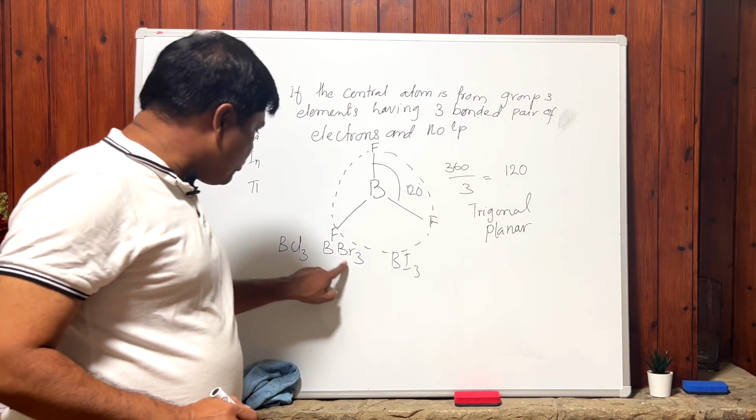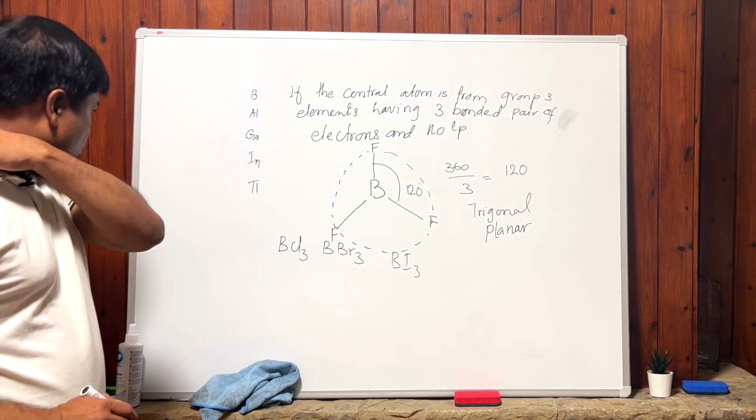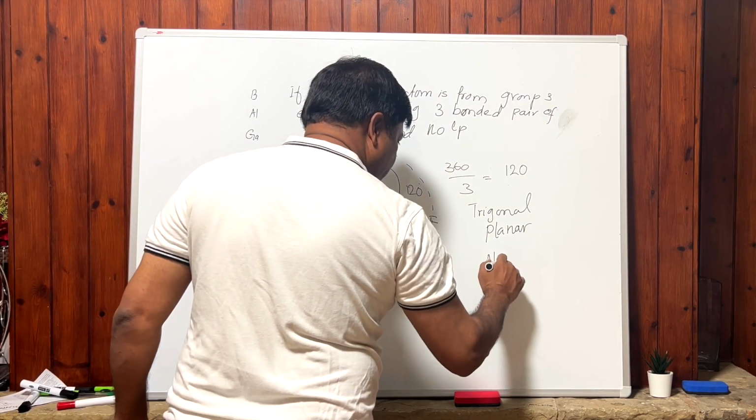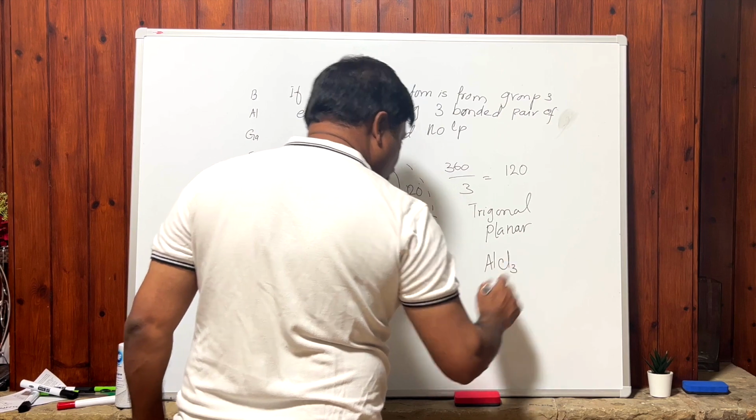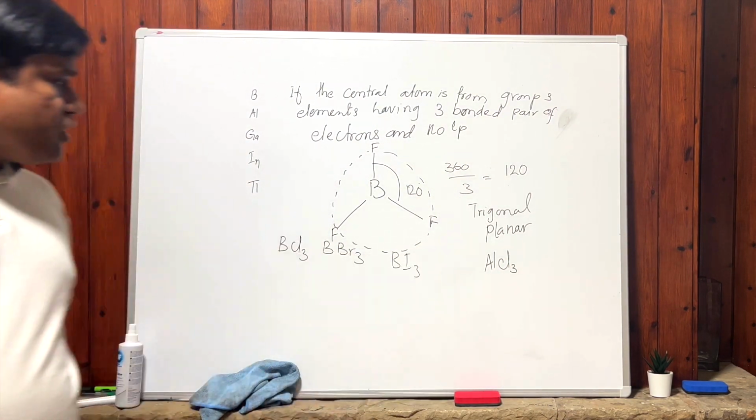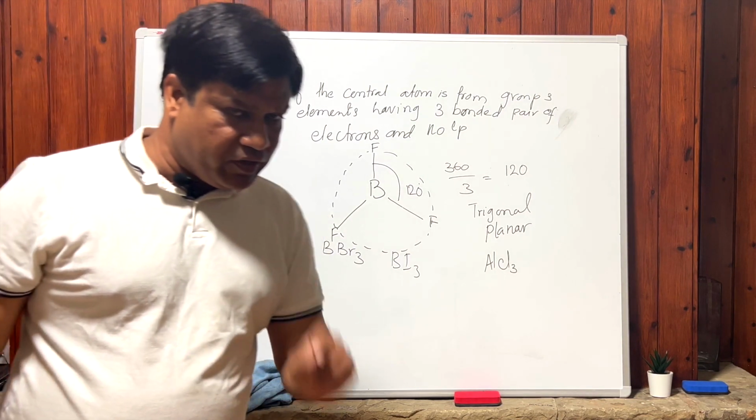Trichloroboron, tribromoboron, triiodoboron: same shape, same bond angle. AlCl3, aluminum trichloride. What's the shape and bond angle, guys? The shape is trigonal planar and the bond angle is 120 degrees.